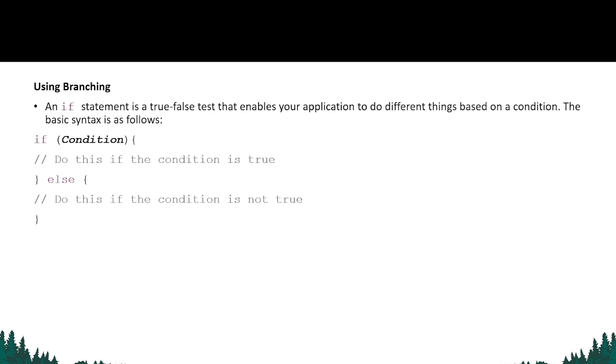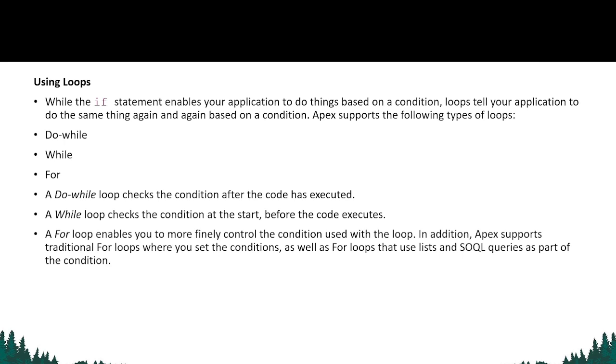Then we are using different branchings. For branching we are using the if statement, which tells whether true or false tests are enabled on the condition that you have provided. The basic structure for this branching is: if condition, then do this if the condition is true, else second condition, and then curly braces close.